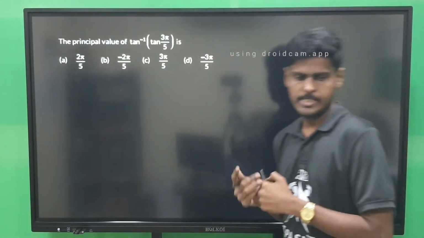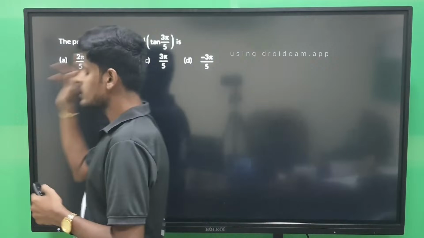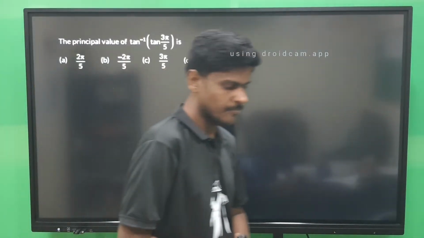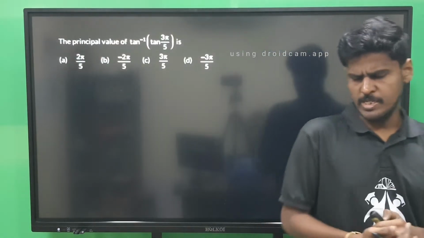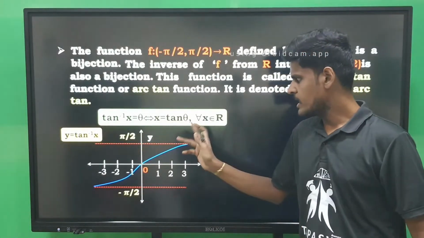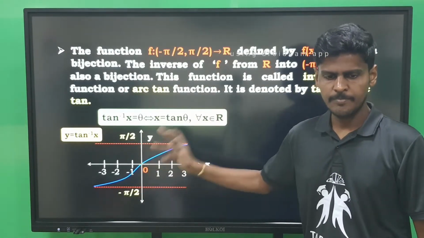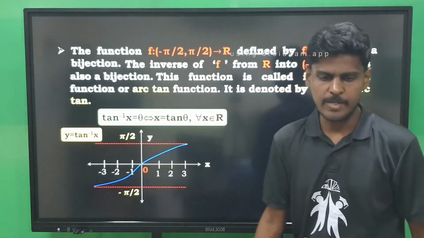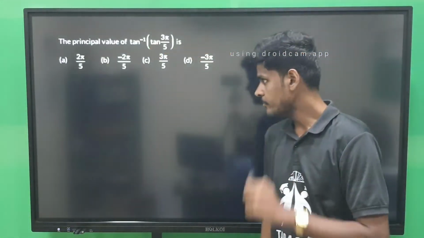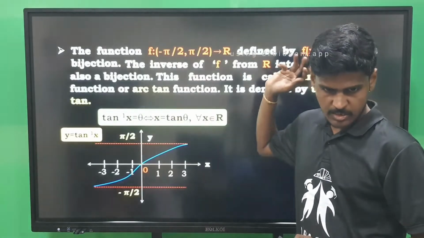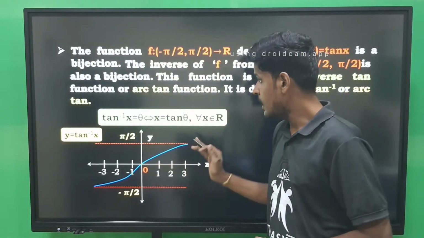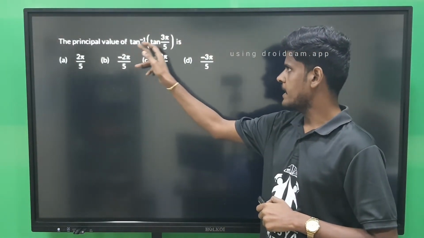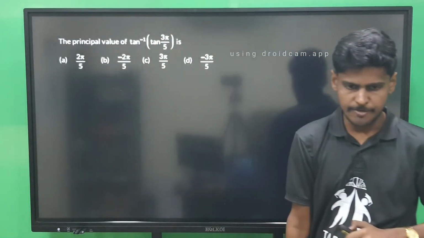Next, we will solve one question for this. Principal value of tan inverse of tan 3 pi by 5. Now remember students, what is the graph of tan inverse x? Tan inverse x graph is, output is between minus pi by 2 to pi by 2, and domain is all real numbers. Now here what is given? Tan inverse of tan of 3 pi by 5.